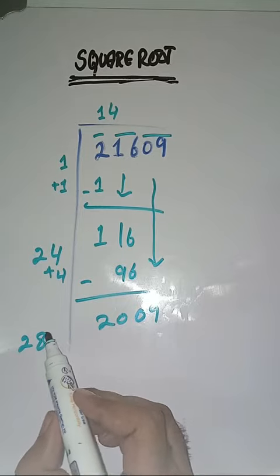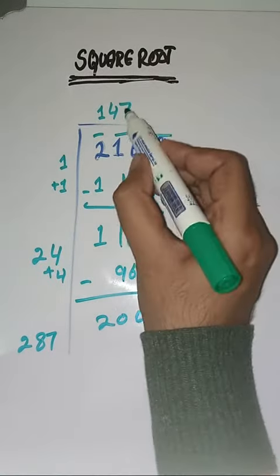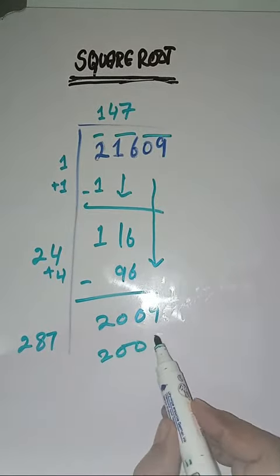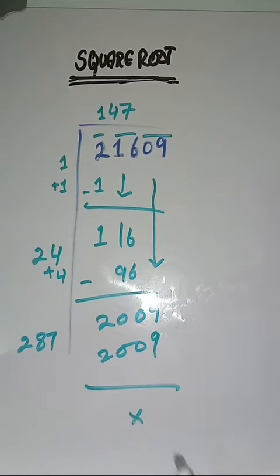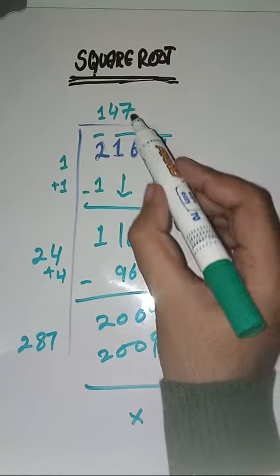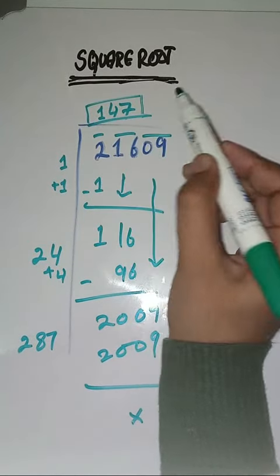Now we will take a number 7. 287 7s are 2009. So ये completely solve हो गया है. So square root of 21609 is 147.